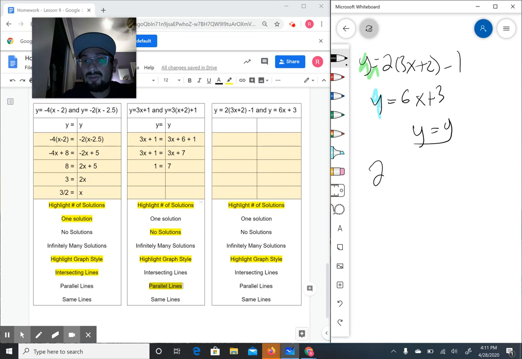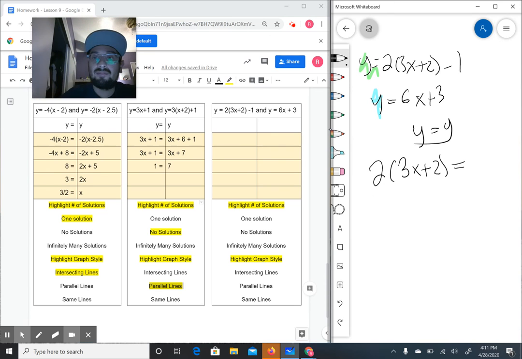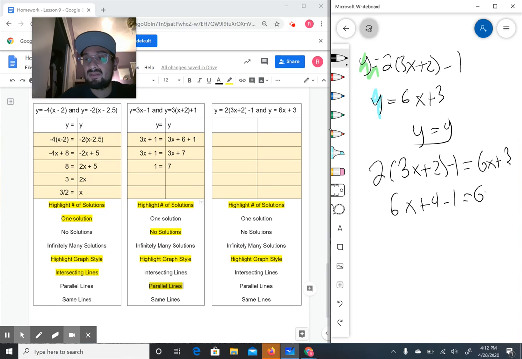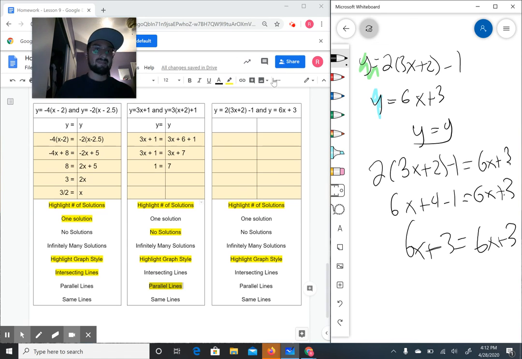So you're going to get 2 times 3x plus 2 minus 1 is equal to 6x plus 3. So 6x plus 4 minus 1 is equal to 6x plus 3. So 6x plus 3 is equal to 6x plus 3. So you could stop right there and say, hey, that's the same thing on both sides. That means that these are the same line. That means that they're infinitely many solutions. They lay on top of each other.